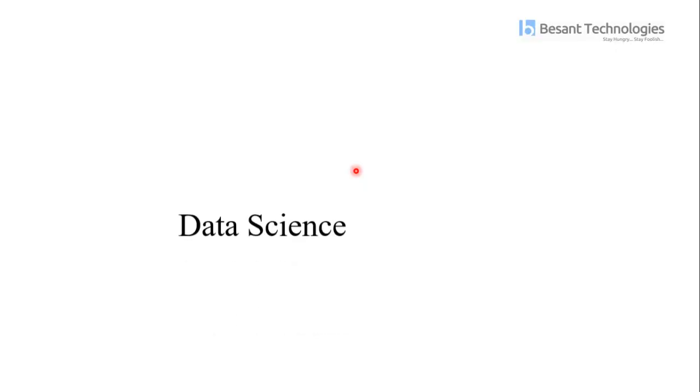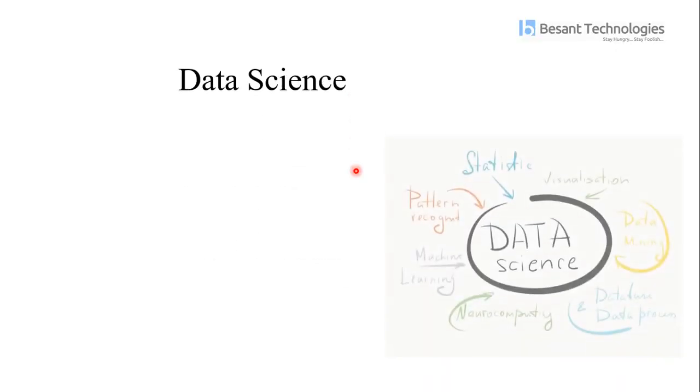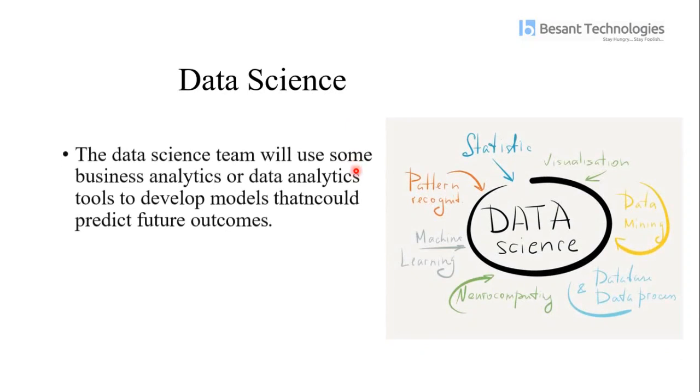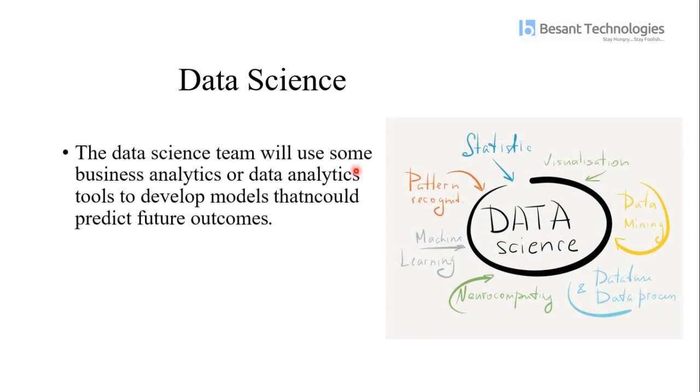The next thing is data science. Data science is the combination of statistics, visualization, data mining, data patterns, machine learning, pattern recognition, artificial intelligence, all those terms. The combination of all these models is going to analyze your present so that you can predict your future. This is all known as data science.